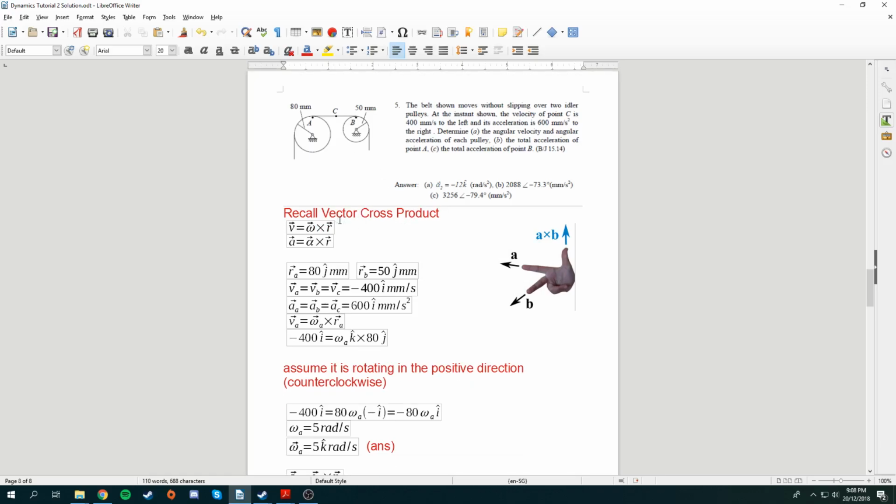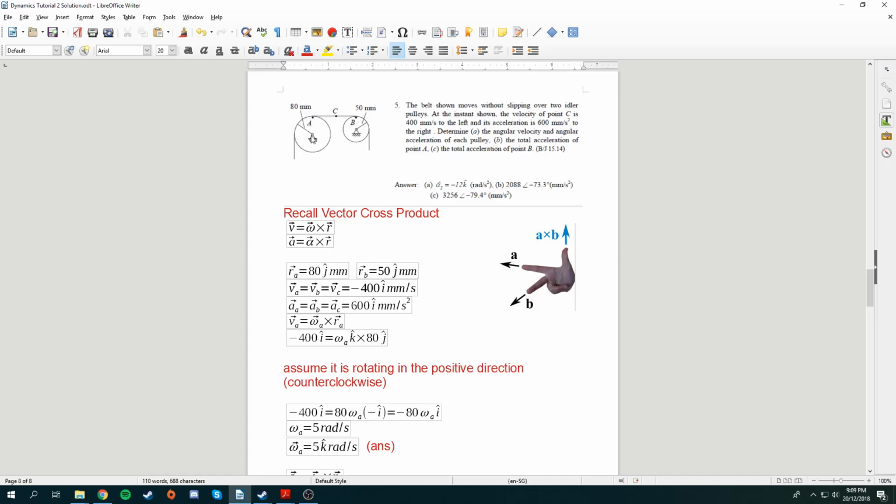To do this question, let's recall the vector cross product. Velocity is omega cross r, and acceleration is alpha cross r. With that, we extract the information that's given to us in this question. So you know the radius of A is actually 80 mm in the j direction.